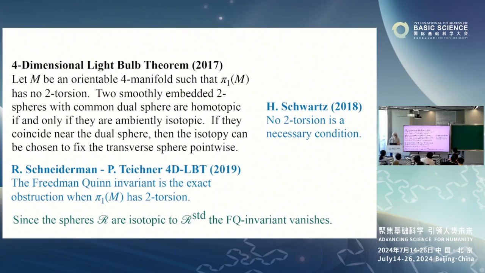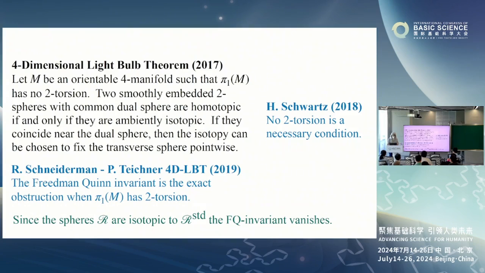So actually, what I said is not quite true, because the way I proved it did not allow two-torsion in the fundamental group. Hannah Schwartz, in her thesis, showed that in fact it's a necessary condition. But Rob Schneider and Peter Teichner discovered that the Friedman-Quinn invariant is the exact obstruction for homotopy versus isotopy when you have two-torsion.